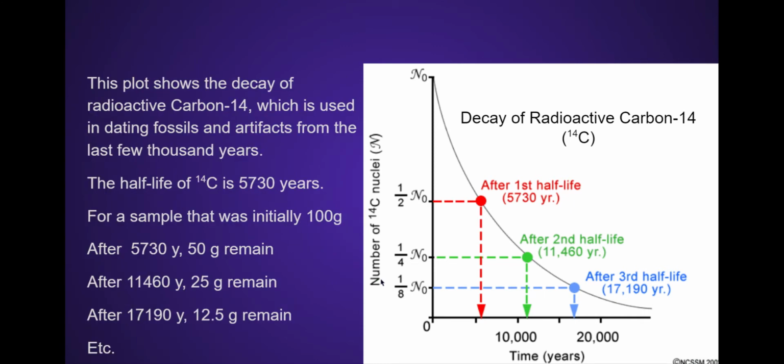So the plot shows the decay of radioactive carbon-14, which is used in dating fossils and artifacts from the last few thousand years. The half-life of carbon-14 is 5,730 years. For a sample that's initially 100 grams, after 5,730 years, 50 grams remain. After another half-life, a total of 11,460 years, 25 grams remain. After one more half-life, 17,190 years, 12.5 grams remain, etc.